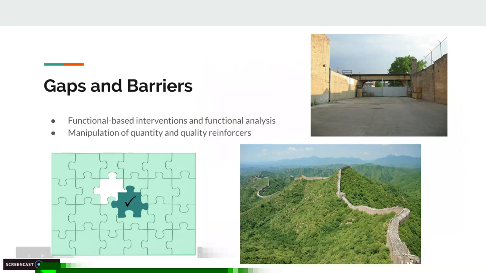Robinson and St. Peter's findings in 2019 suggest more research needs to be conducted on the impact of quality and quantity of reinforcers, such as larger delayed versus smaller immediate reinforcers.